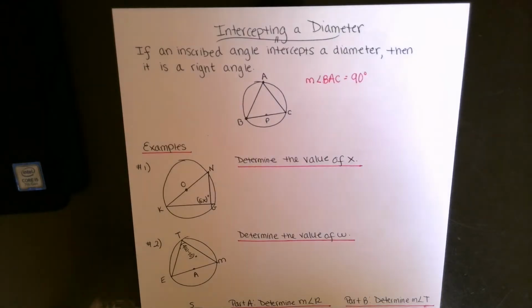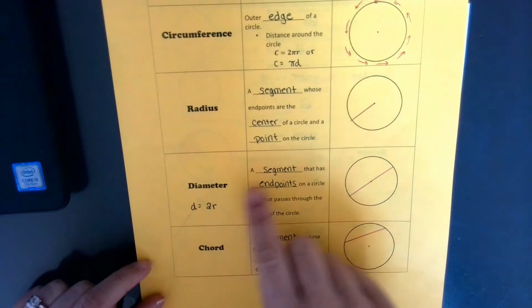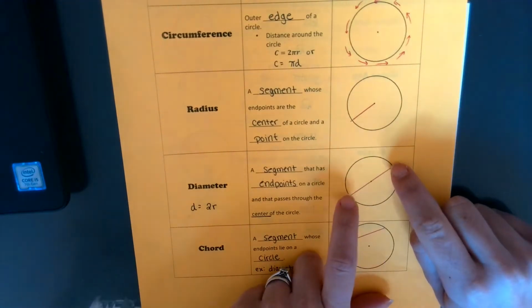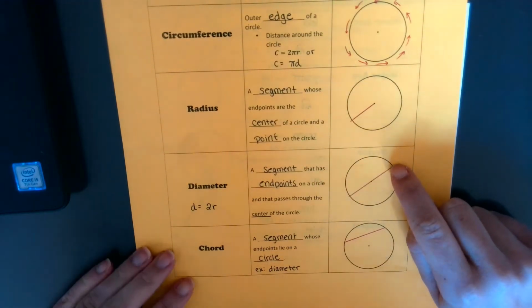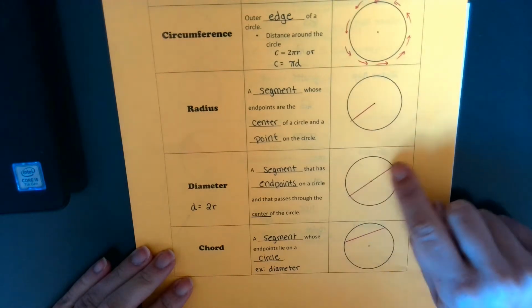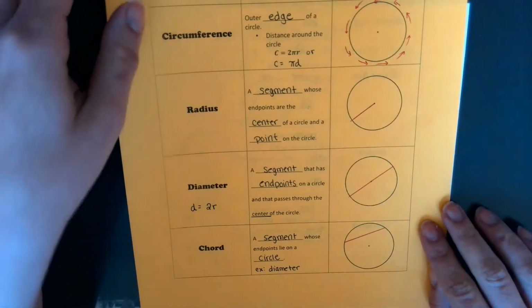So first of all, let's go over diameter again. Back to our guiding notes. A diameter is a segment that has endpoints on a circle and it passes through the center of the circle. Okay, so that's what your diameter is.